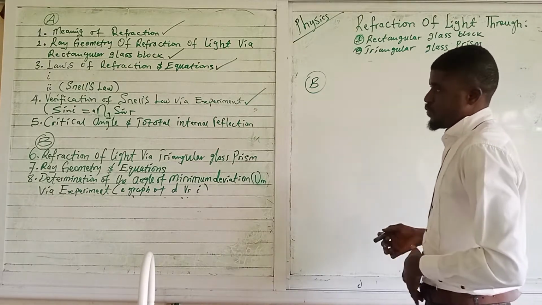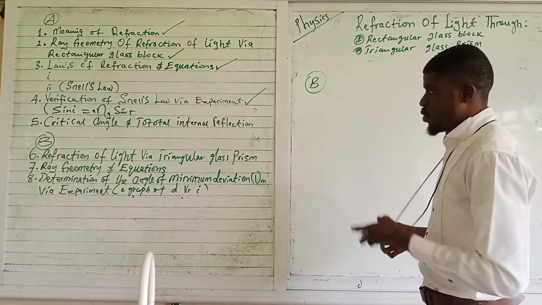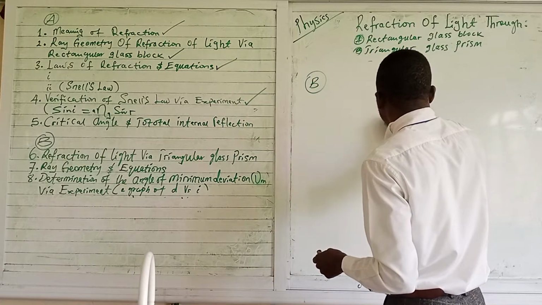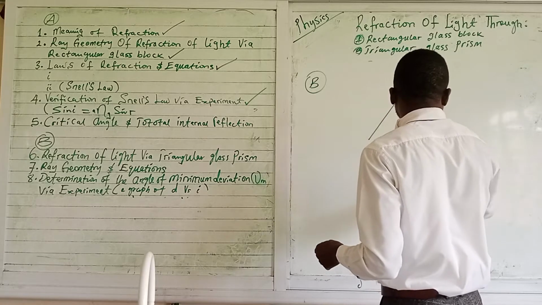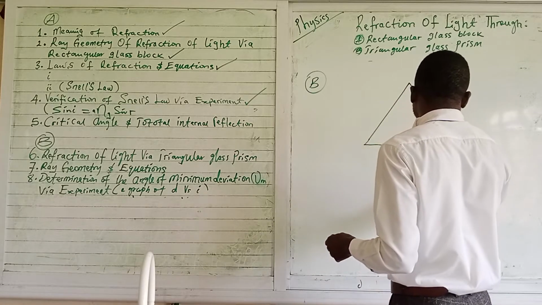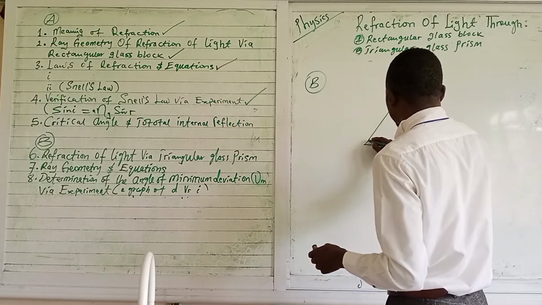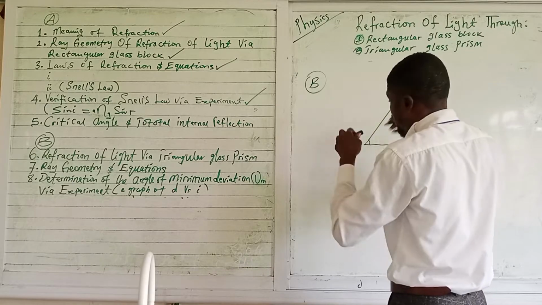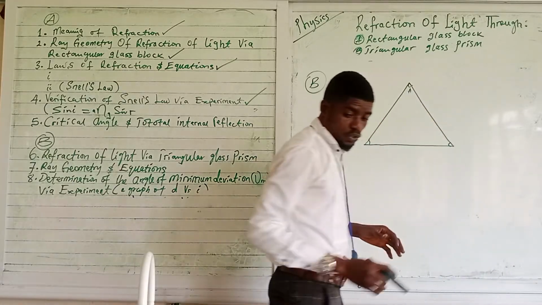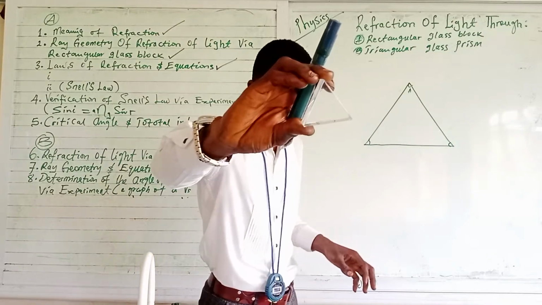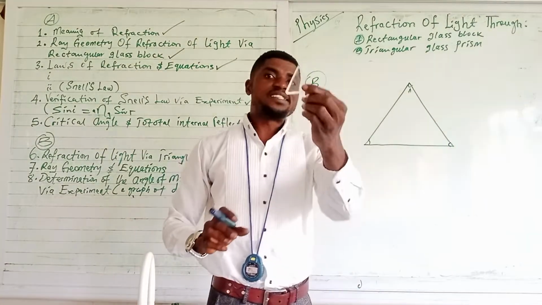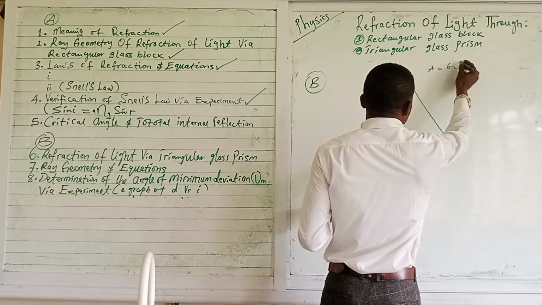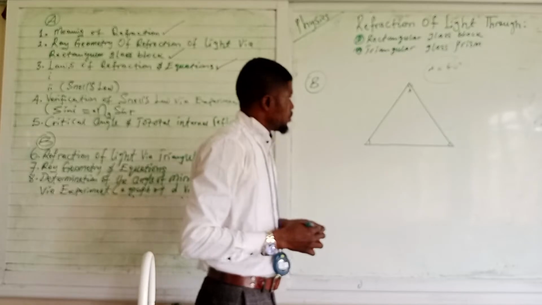To explain refraction of light through triangular glass block, I will go straight to the geometry of it. Let's suppose we have an equilateral triangle here. By equilateral triangle, we mean this side, this angle, and this angle are the same. So we have A, and in the school here, and in most schools, the angle is usually 60 degrees. So in this case, your A is 60 degrees.